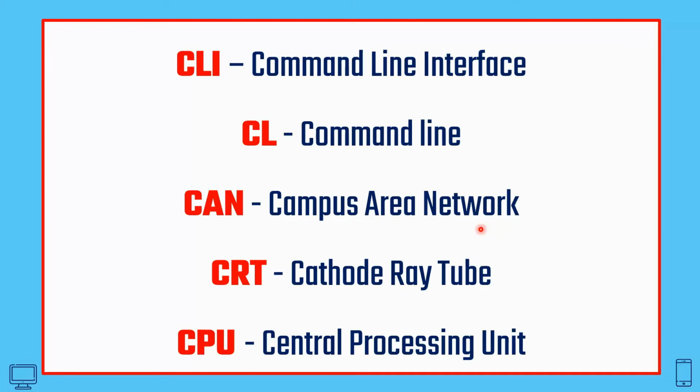It is a network of multiple interconnected local area networks, LANs, in a limited geographical area such as a university campus or corporate campus. CRT, Cathode Ray Tube. It is a vacuum tube that contains one or more electron guns and a phosphorescent screen and is used to display images. CPU, Central Processing Unit. A central processing unit, also called a central processor or main processor, is an electronic circuitry within a computer that executes instructions that make up a computer program.